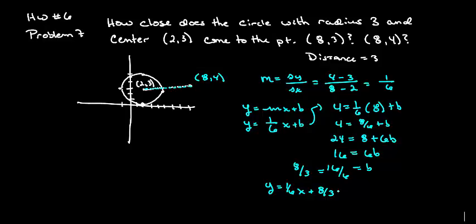Now what we need to do is we need to figure out where this equation, okay, where this line touches this circle. Now it's going to do it in 2 spots. It's going to do it here, but it's also going to do it, if I extend this line, somewhere over here.